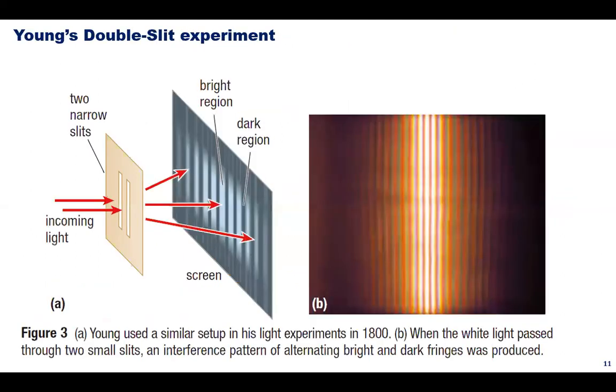Okay, so next let's have a look at Young's double-slit experiment in detail. At the very end of the 18th century, Thomas Young performed a series of experiments to determine what happens when light passes through two closely spaced slits. We now refer to his basic setup as Young's double-slit experiment, and it demonstrated conclusively that light behaves as a wave. The experiment also provided a method to measure wavelengths. So here, figure 3a shows the experimental setup, and figure 3b on the right side shows an image produced with such a setup using white light.